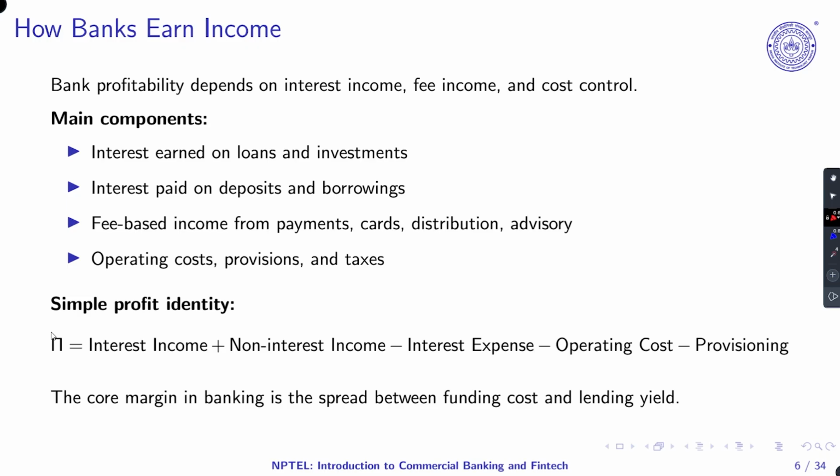So if you think about the profit of the bank, it is interest income, plus non-interest income, minus interest expense, minus operating cost, minus provisioning. Provisioning is related to NPAs. If the bank does not receive any amount of money on the outstanding loan up to 90 days, then it is classified as an NPA, and then they go for doubtful and other categories.